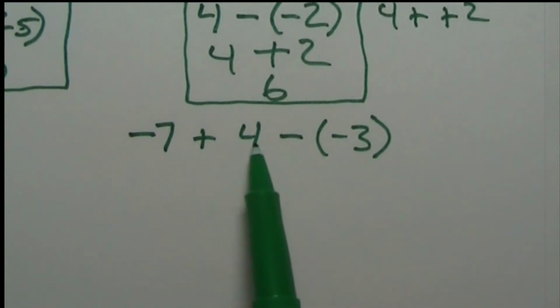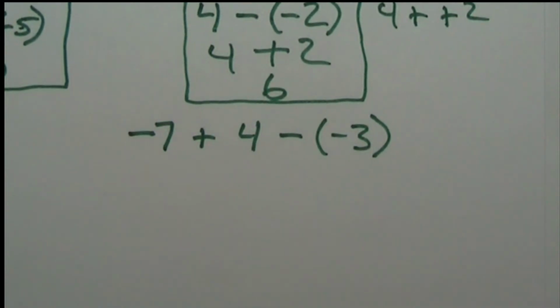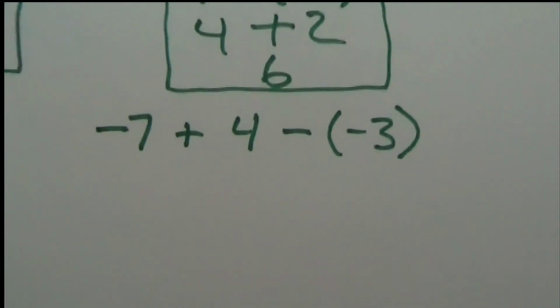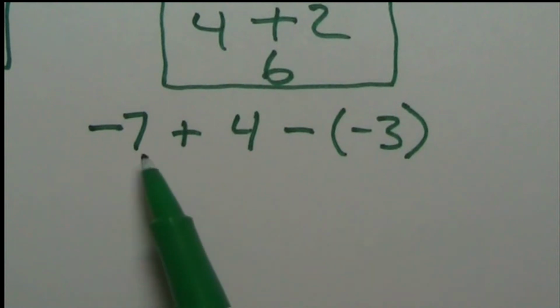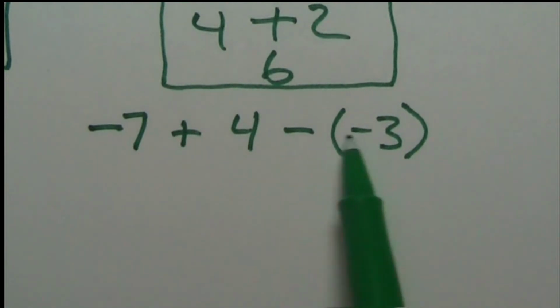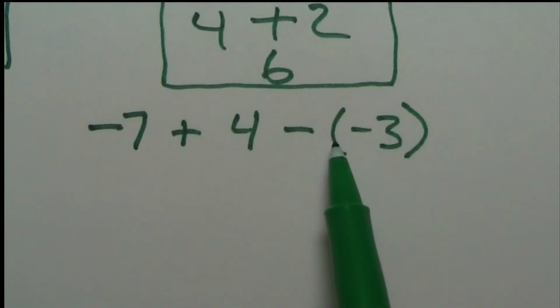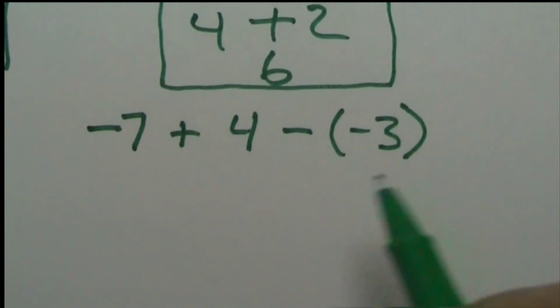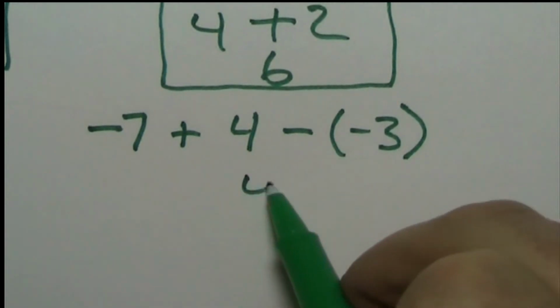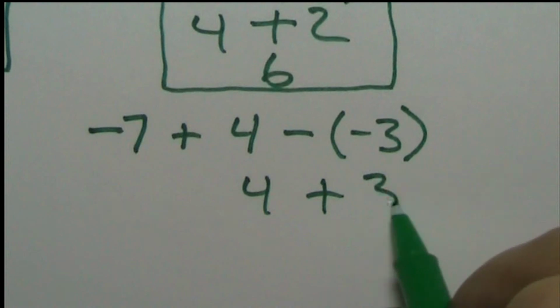Negative 7 plus 4 minus negative 3. All right, first of all, we have a double negative. So let's take care of that first. Double negatives, so this is a big plus. So really I have 4 plus 3.